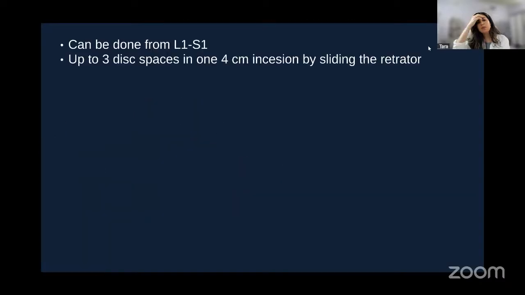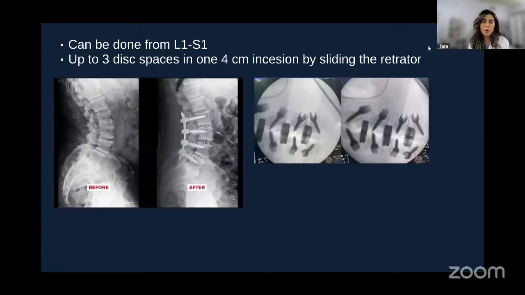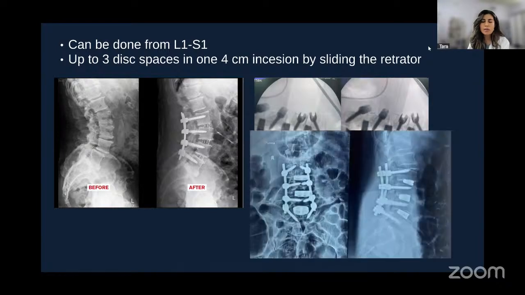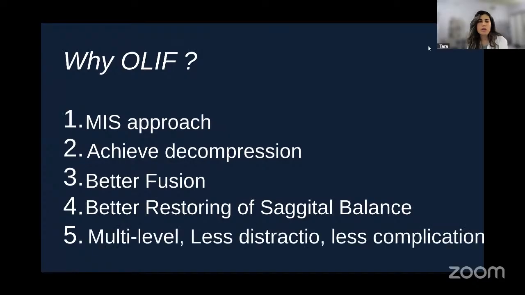And lastly, it can be done from L1 to S1, up to 3 disc spaces through one 4 cm incision, by only sliding the retractor. In a very obese patient, we can do the L2-3, L3-4, and L4-5 discs through the same 4 cm incision, only by sliding the retractor, without increasing the incision or requiring a next incision. So multi-level, less distraction, less complication.